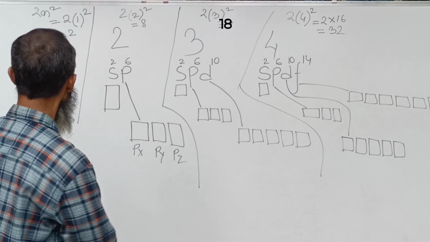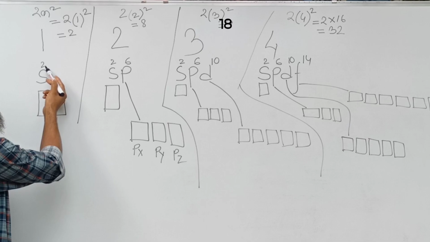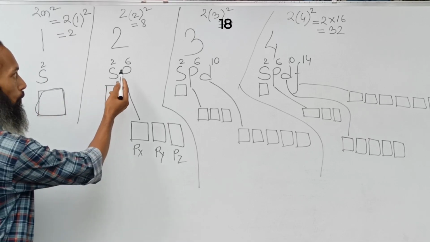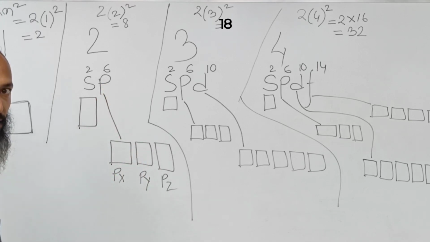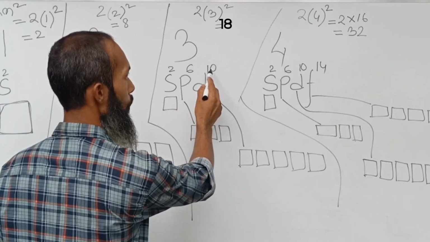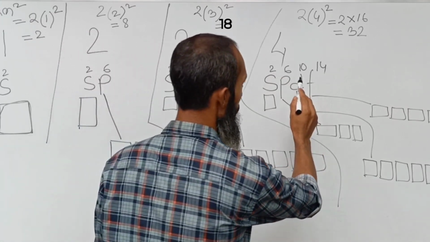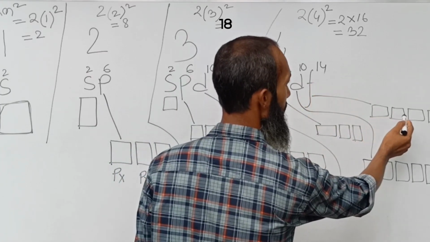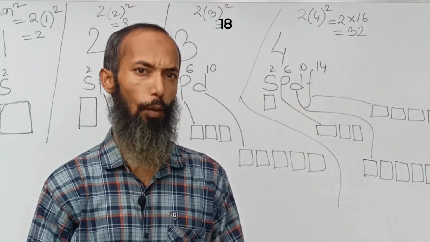Here let me show you. Suppose the S subcell has the capacity to occupy 2 electrons, but it has only 1 orbital. The P subcell has 6 electrons, but here 3 orbitals. Same for D, it has to occupy 10 electrons, but it has 5 orbitals. For the F subcell, it has a capacity of 14, but it has 7 orbitals. So from that, what idea do we get?